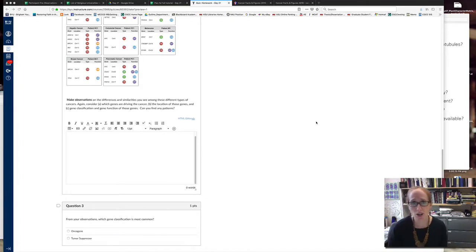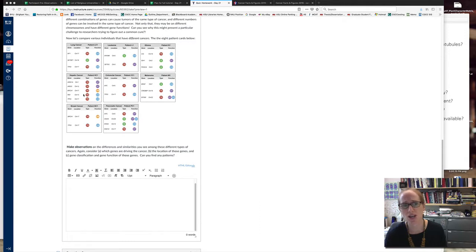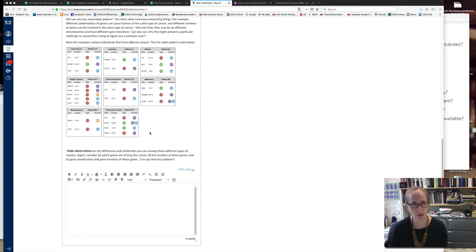Okay, so now that you've looked at all these cancer cards, let's look at some trends. I'm going to show you on your homework assignment, just looking at this group of cards, one of the questions it asks you is what type of mutation is most likely or most often occurring. And you can see in the types it's either a tumor suppressor. Now remember, a tumor suppressor is an off switch. It turns the cell cycle off.